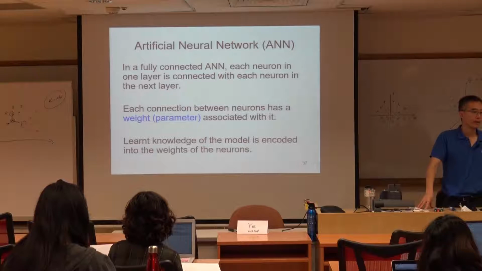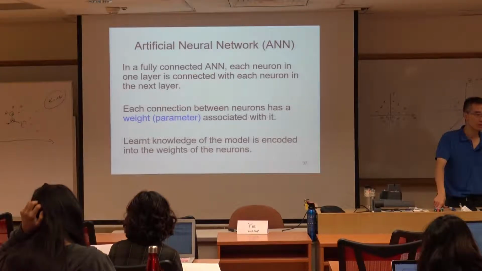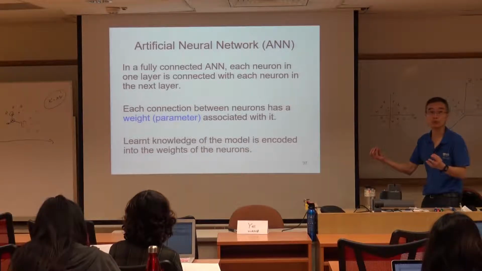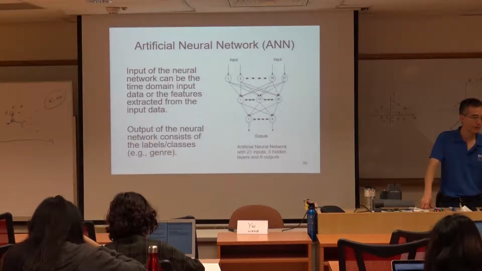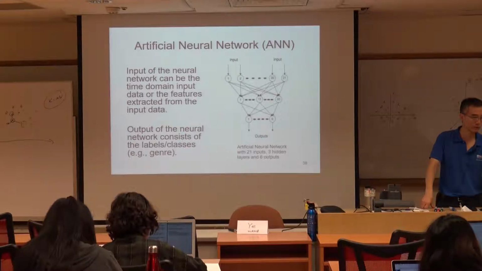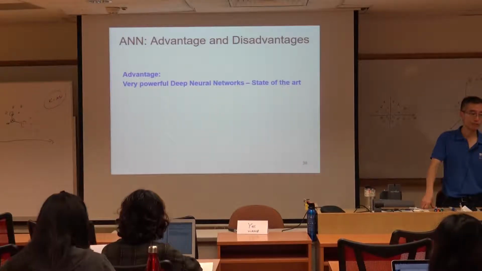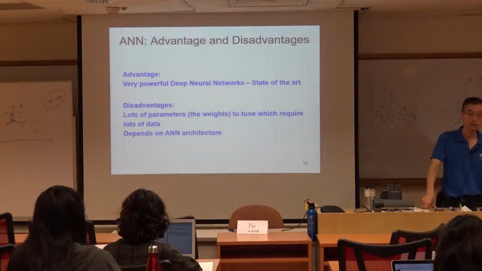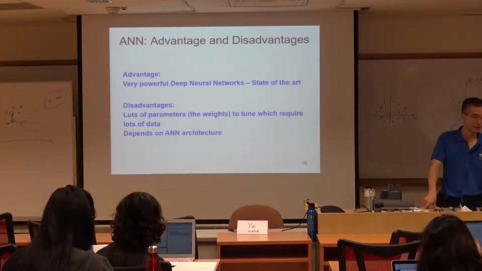So for this ANN, a fully connected ANN, each neuron in one layer is connected with each neuron in the next layer. And each connection between neurons has a weight, a parameter that needs to be trained. Okay. So the learned knowledge of this model is encoded in the weights of the neurons. And all this explanation is just so you see different kinds of network architectures. About the advantage and the disadvantage: the advantage is that it is a very powerful deep neural network, representing the state of the art. The disadvantage is that a lot of parameters, the weights between the neurons, need to be tuned, and they require a lot of data, depending on the ANN architecture.